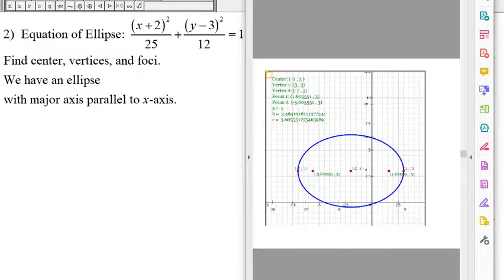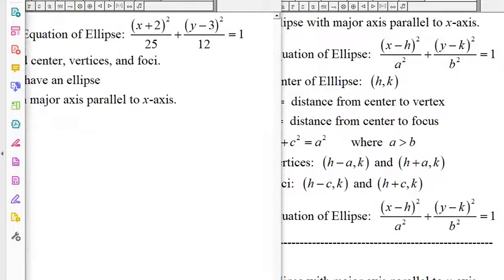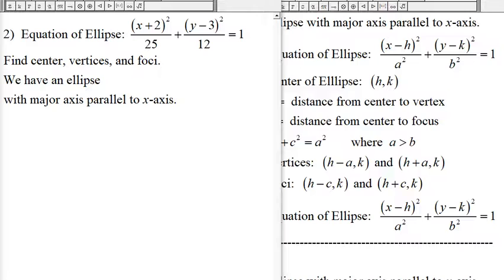And if we graph this ellipse on the graphing calculator, then this is what it looks like. And now we want to find the center, vertices, and foci. And so first, to get h and k, we need to modify this a little bit. Now, plus 2 is the same as minus negative 2.